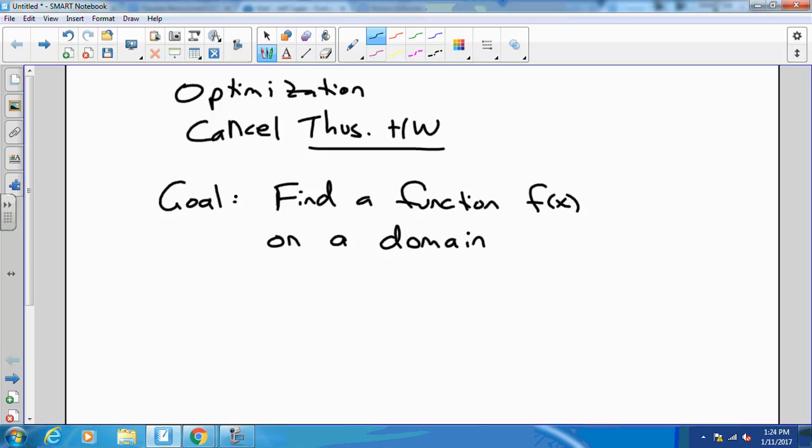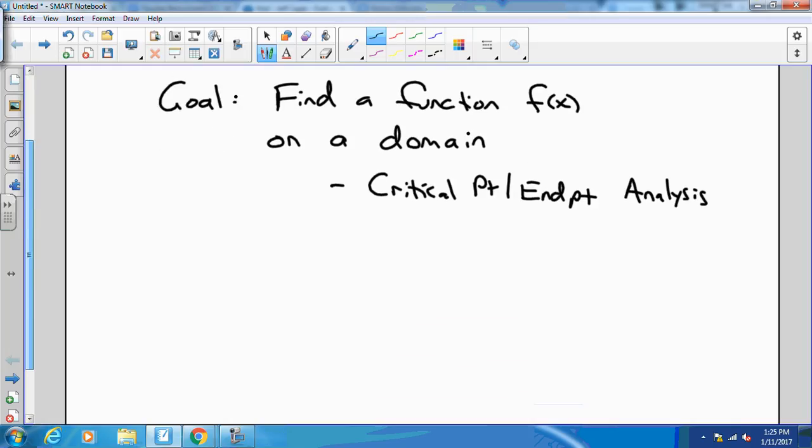Our goal is to find a function f of x on a domain, and having done so, then to use either the critical point endpoint analysis that we talked about on Monday, or to use the argument from the sign of f prime that we talked about yesterday.